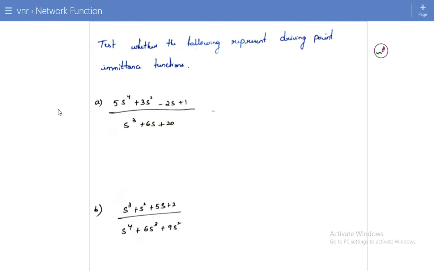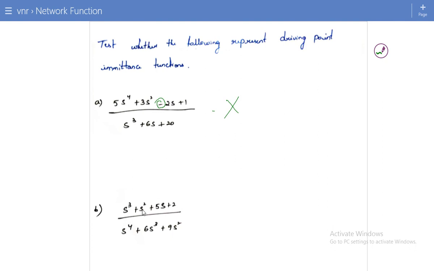See here, the first function does not satisfy the first condition. What is the first condition? The coefficients of the denominator and the numerator must be positive. Here it is a negative coefficient. So the first function, what they had given, is not a proper driving function.